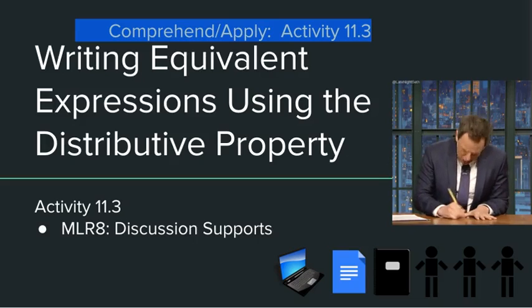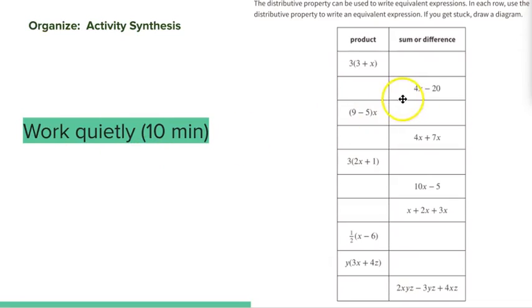All right, let's write a few equivalent expressions. So what if I take the 3 times 3 plus x? Yeah, I could think of it as 9 plus 3x, right? Because if I take that 3 multiplied by the parts. What about rewriting this one? Yeah, 4 is the common factor in both of those. And we're going to have x minus 5.